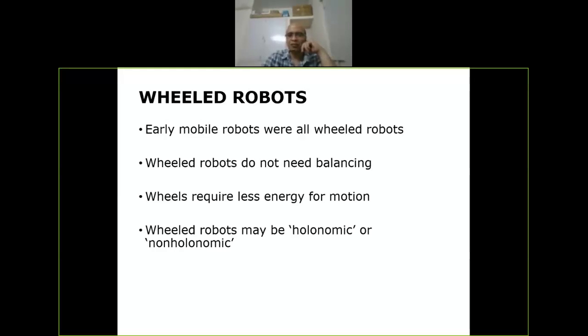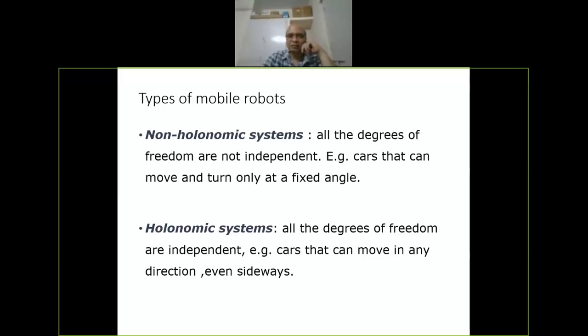Now, what is holonomic and non-holonomic? A non-holonomic system is one in which all the degrees of freedom are not independent. For example, in a normal car, the automobile you're familiar with, you have one drive, the engine driving the wheels, and one steering. So there are only two inputs, the steering and the drive. But the degrees of freedom are three: x, y, and theta, the bearing. So in a non-holonomic system, all degrees of freedom cannot be independently controlled. For example, this car cannot go sideways. It can only go forward with some steering angle. Such systems are non-holonomic.